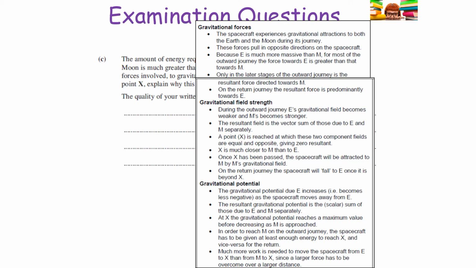Now once X has been passed, the spacecraft will be attracted towards the moon, because the gravitational field of the moon is then more dominant, but on the return journey the spacecraft will go towards the Earth once it's beyond that point X.